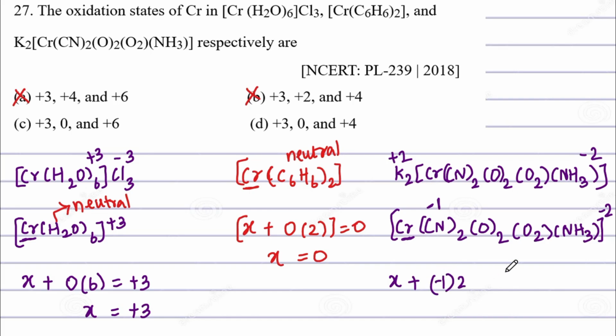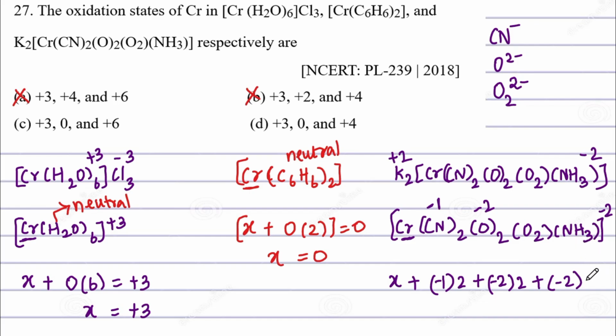-1 into 2 plus oxide ion is given. For oxide ion the charge is -2. -2 into 2 plus then O2 is given. So let me write here. For cyanide the charge is -1. For oxide also, the charge is 2 minus. Then the next one O2 is given. This is peroxide. For peroxide also the charge is 2 minus. So -2, only one unit is given.